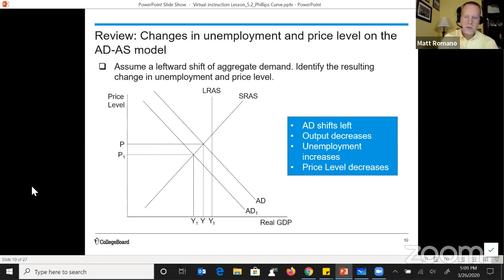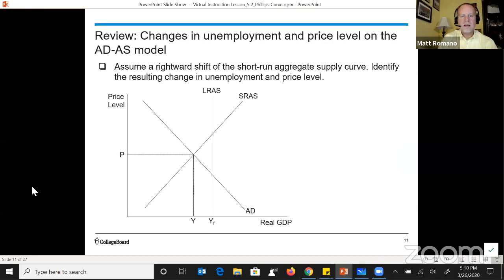Well, with a decrease in output, firms don't need as many workers. Some people are going to get let go, and you're going to wind up with a higher unemployment rate. So the decrease in output leads to an increase in unemployment. People are out of work. At the same time, we're moving down along the aggregate supply curve. Unemployment's rising, but price level's falling. So once again, this is consistent with what happened the other direction. We have unemployment and price level moving in opposite directions. Keep that in mind. We're going to come back to that with the Phillips curve.